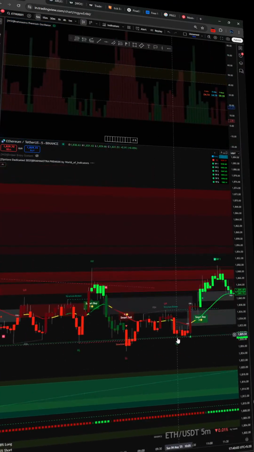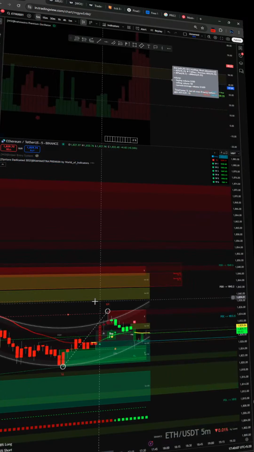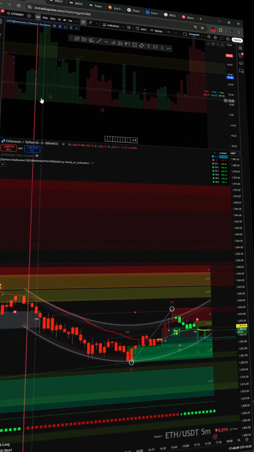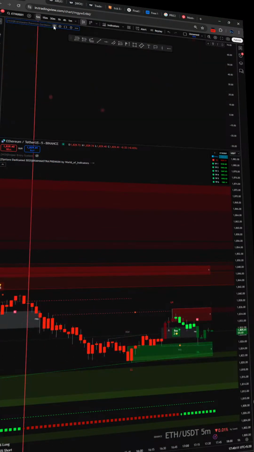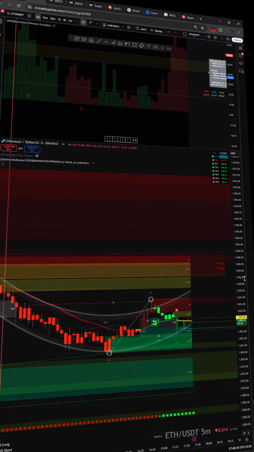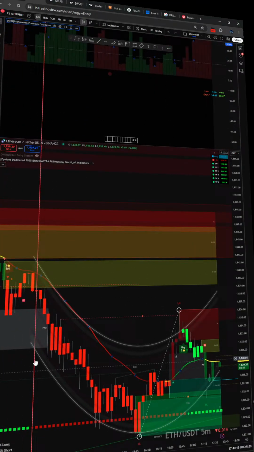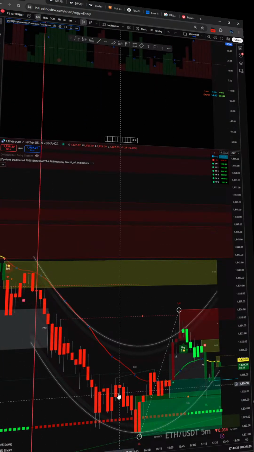So there are many things. And you can also see how beautifully it's working. Market goes up, came down, rejected, came down, rejected, came down, rejected. So it's fantastic.